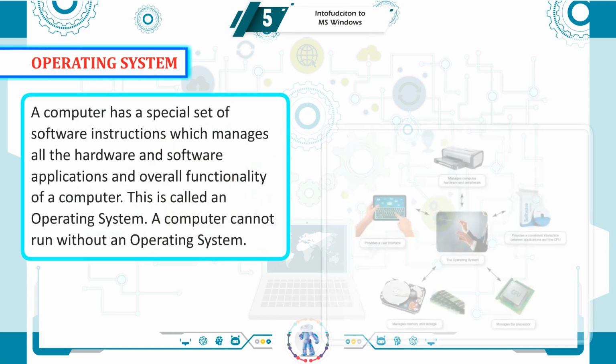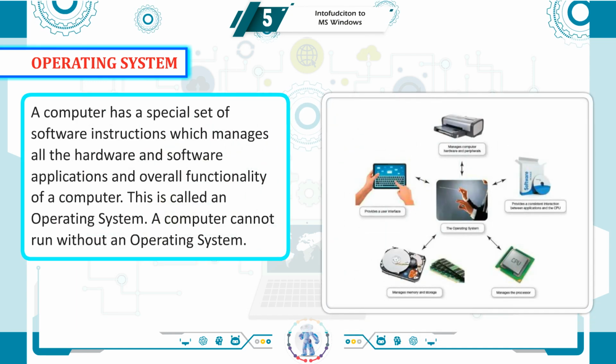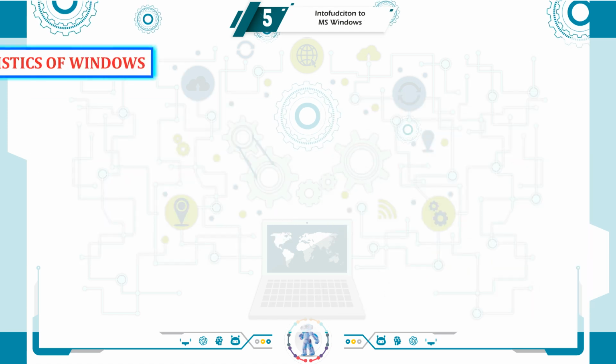Operating System. A computer has a special set of software instructions which manages all the hardware and software applications and overall functionality of a computer. This is called an operating system. A computer cannot run without an operating system.